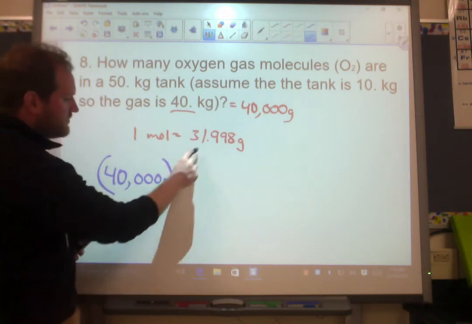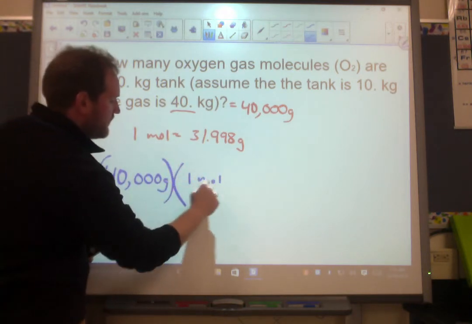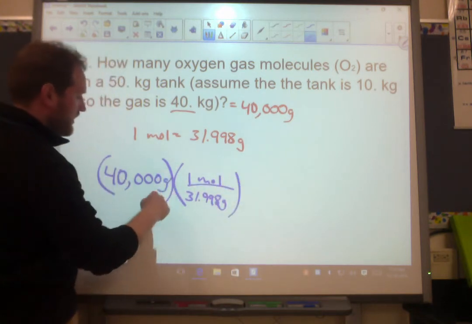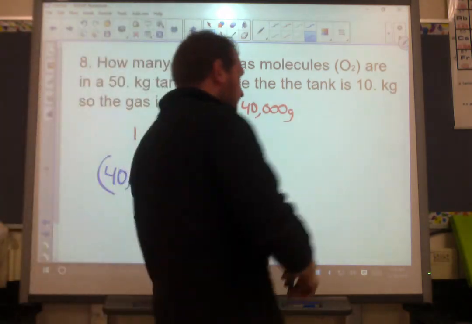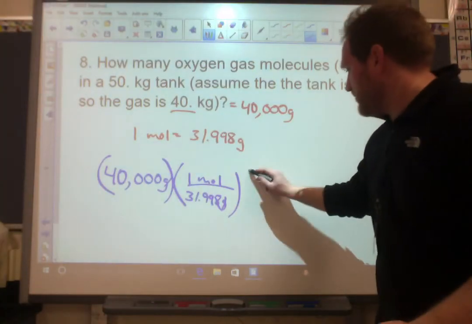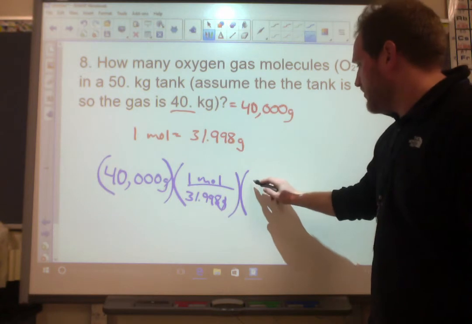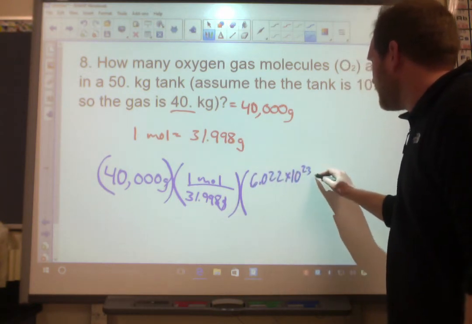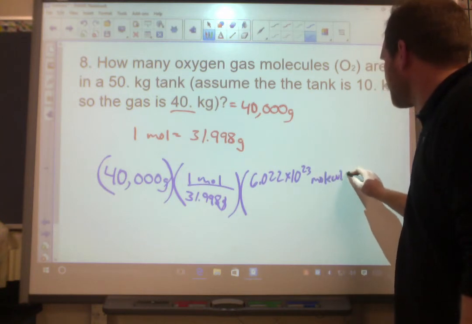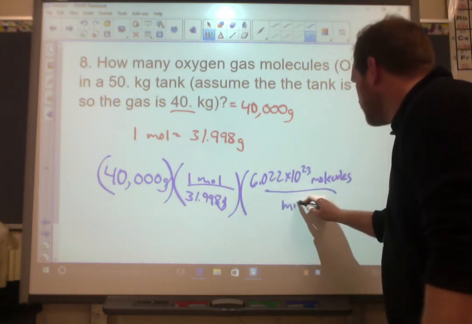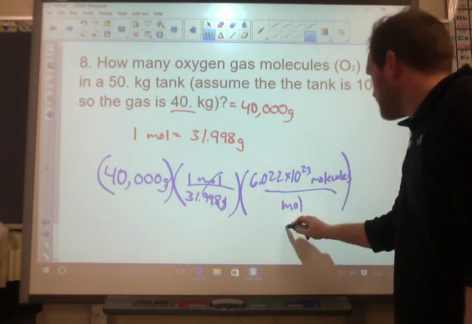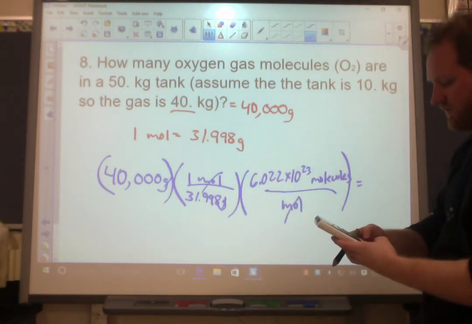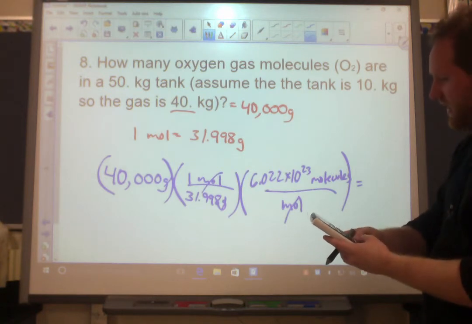Okay, let's convert to moles. Times 1 mole per 31.998 grams. Cancel, cancel. That gets us moles. In other words, from moles, we go to number of particles. So that's going to be Avogadro's number, times 6.022 times 10 to the 23rd molecules per mole. Mole cancels mole. So we do the math. 40,000 divided by 31.998.